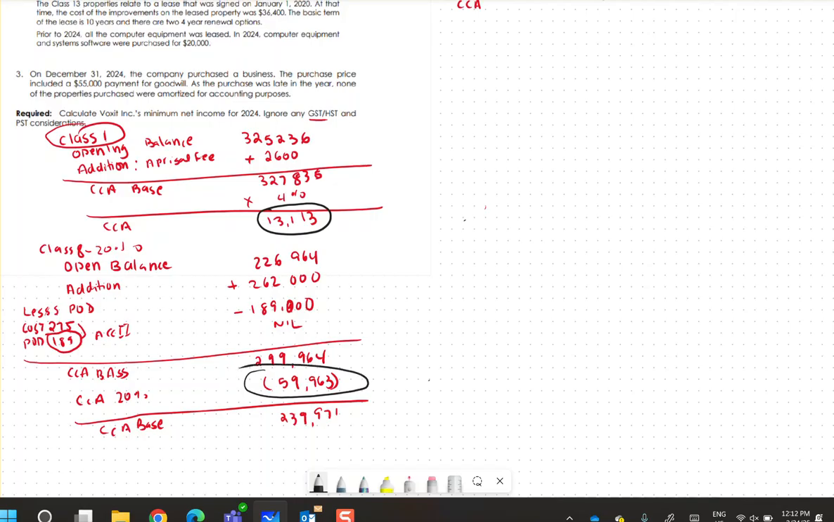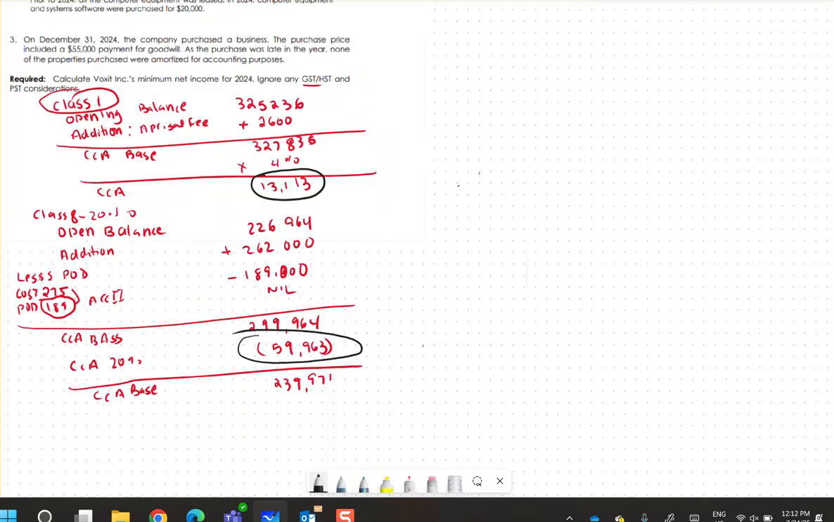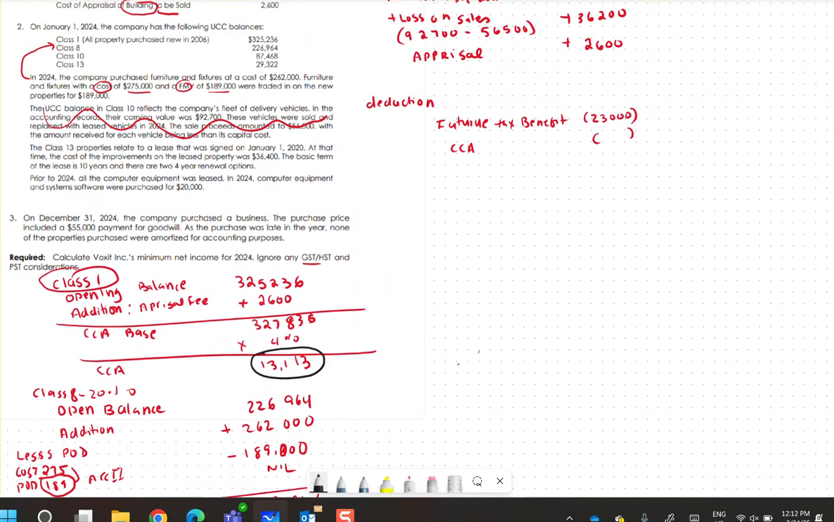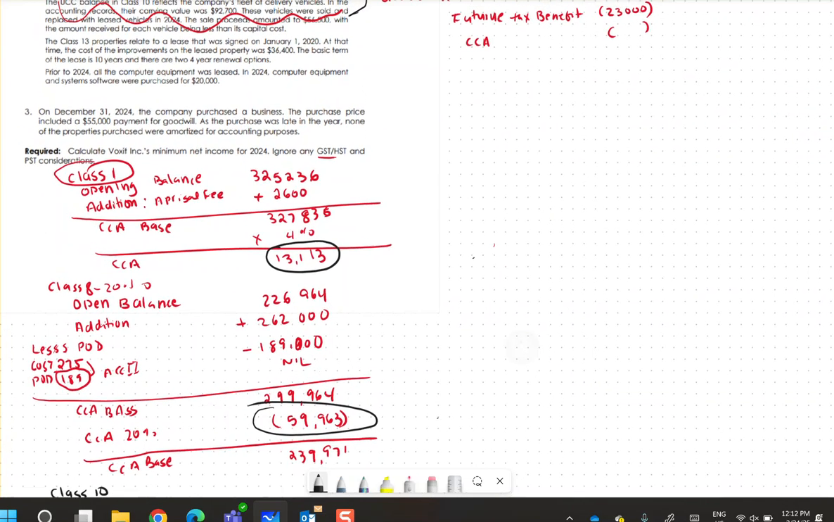Now in class 10, we also have a terminal loss. So we have a terminal loss, and class 10 reflects to this one. These two go together. Let's do class 10. In my class 10, we have the opening balance, which was 87,468. That's what we started off with.